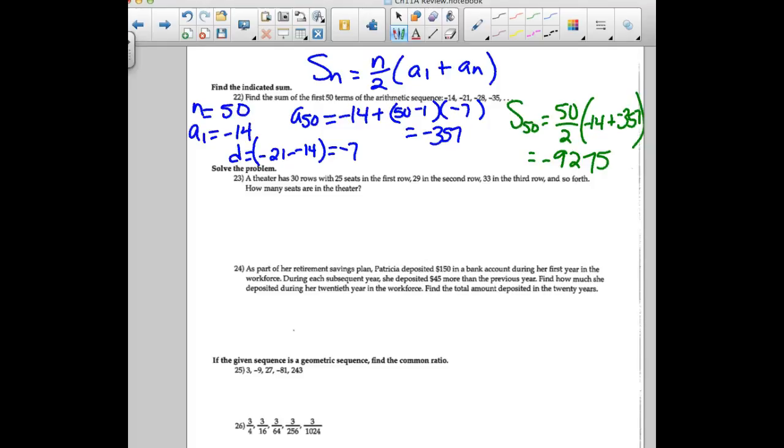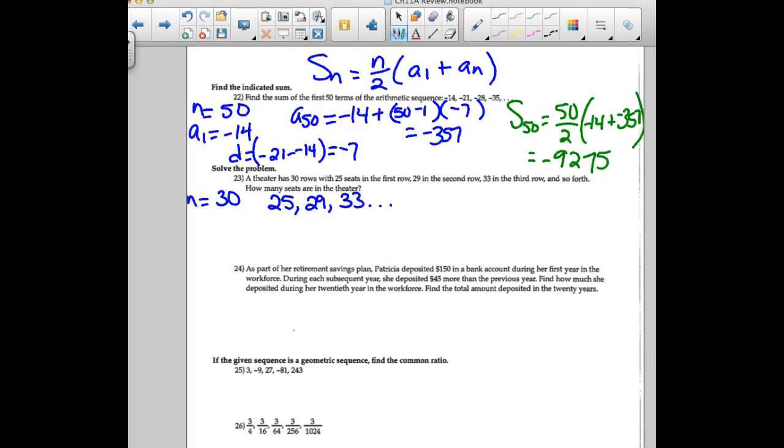Question 23, it says a theater has 30 rows with 25 seats in the first row, 29 seats in the second row, 33 in the third row, and so forth. How many seats are in the theater? So they want us to total all the seats in the theater. So we are looking at a summation. We are told that there are 30 rows that we're adding up, and we are given the first few terms. We're told the first row has 25, the next row has 29, the next row has 33, etc.